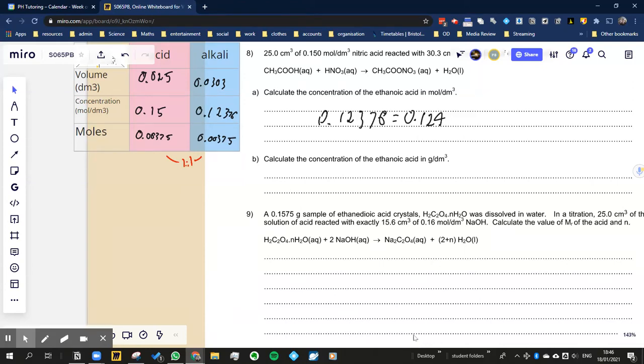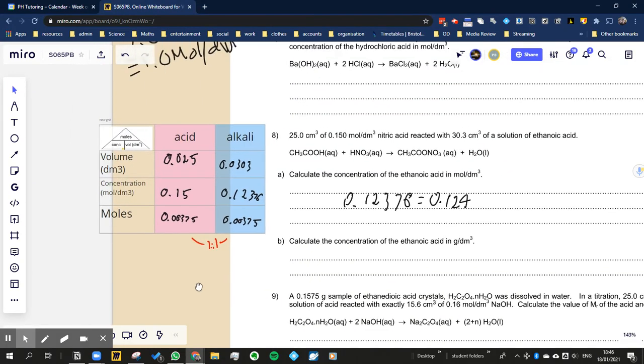Okay. So we've looked at before how to convert moles to grams and grams to moles with a periodic table. And now we know how to convert moles. If we know the volume of something and the concentration, we can work out the moles from that. So the concentration of the ethanoic acid in this question, we found out to be 0.15. Oh, it was given to us.